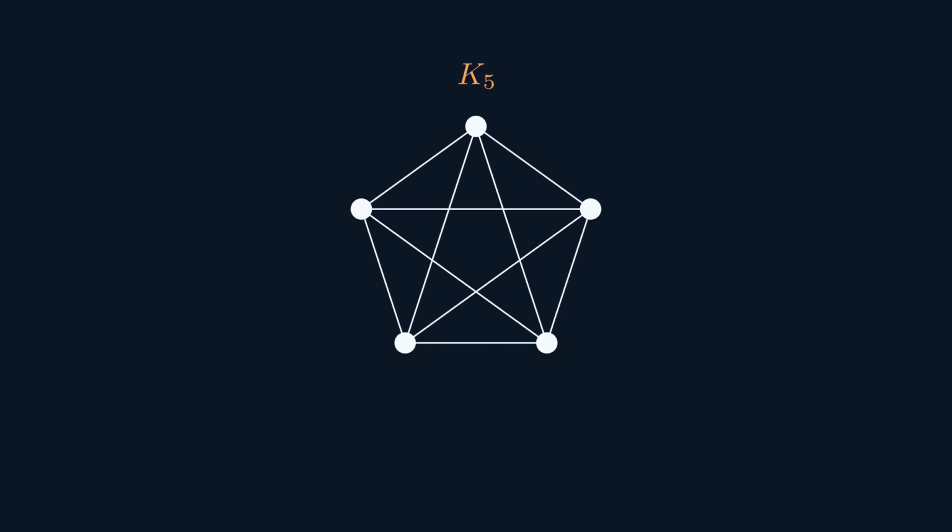Take 5 dots and connect every pair. That is K5. Try to redraw it without crossings. Move the dots anywhere you like. Bend the lines however you want. 2 lines will always cross. K5 cannot be flattened, but every map can. So when we say 5 colors are enough for any map, what we really mean is 5 colors are enough for any planar graph.